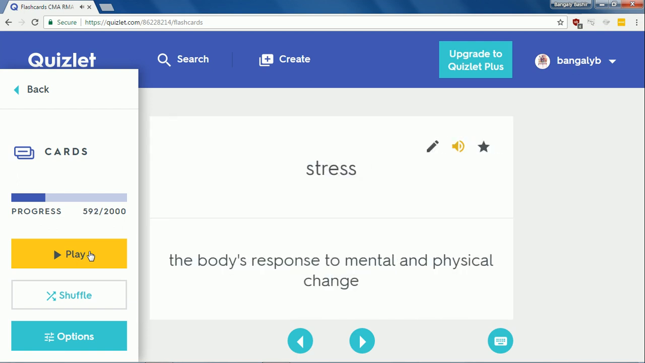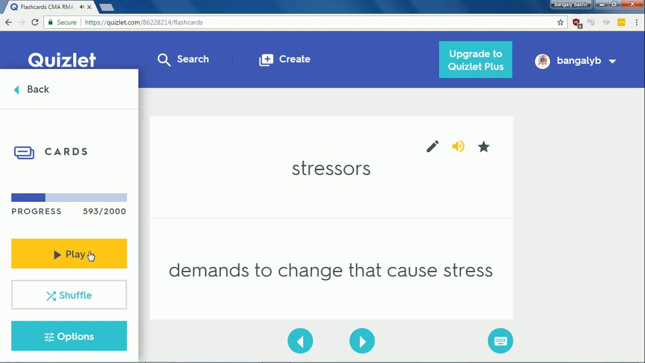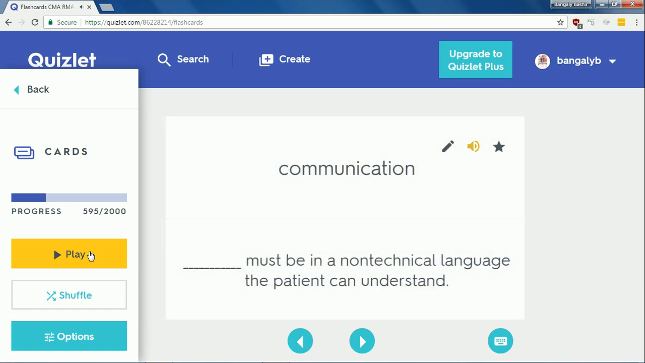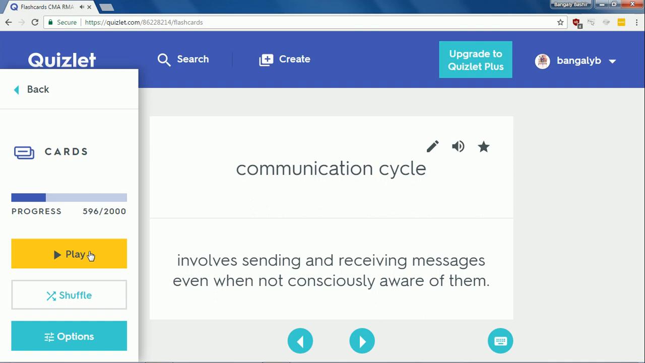Stress. The body's response to mental and physical change. Stressors. Demands to change that cause stress. Sympathetic nervous system. Large part of the autonomic nervous system that prepares the body for fight or flight. Communication. Blank must be in a non-technical language the patient can understand. Communication cycle involves sending and receiving messages even when not consciously aware of them.